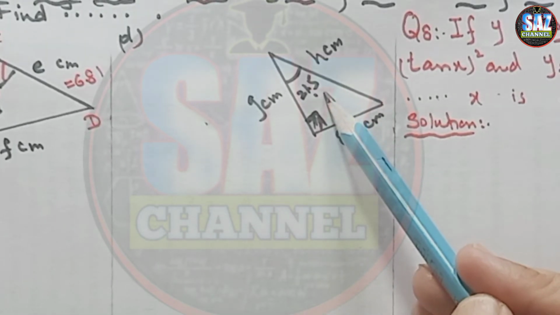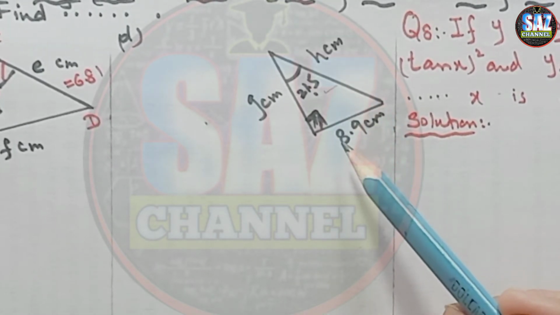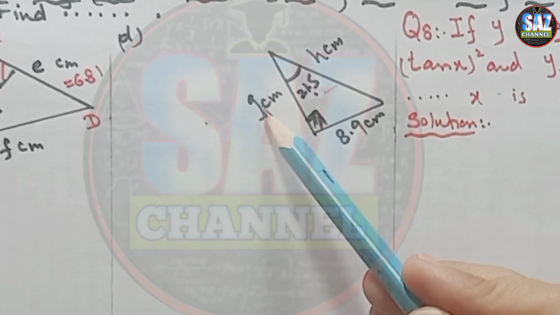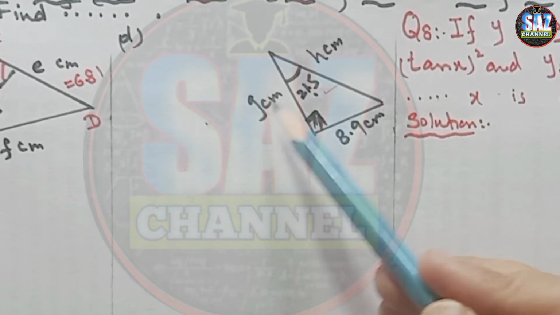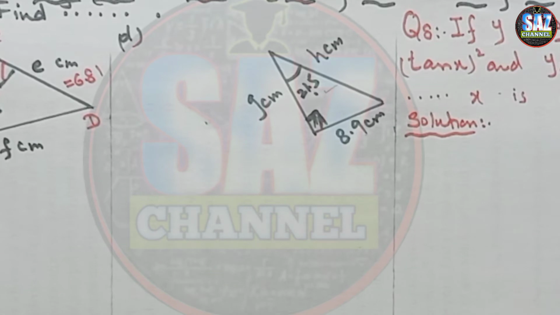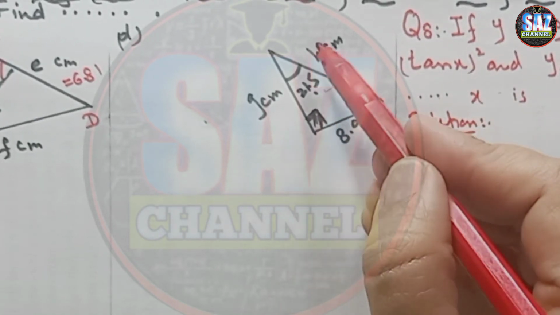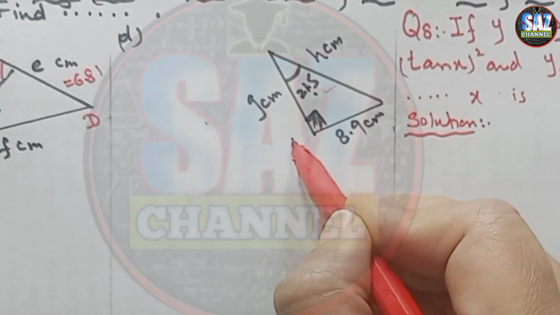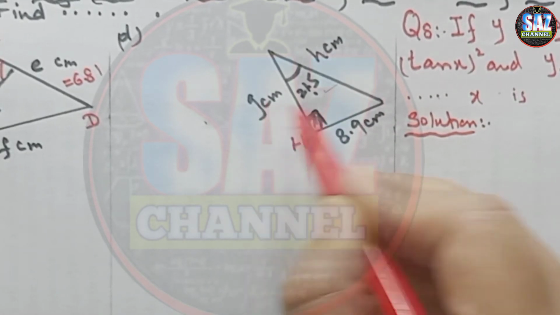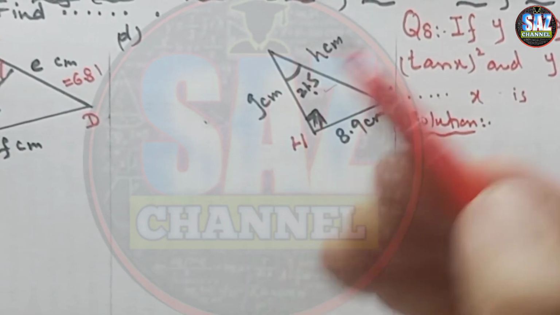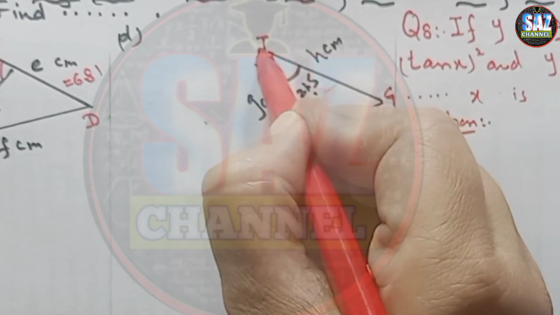In the next part, the diagram given to us has one acute angle, 21.5 degrees. One side is 8.9 and the other two sides are unknown, G and H. First, it's good to write the vertices. This is small h, so this vertex will be capital H. This is G, and then G, H and I.